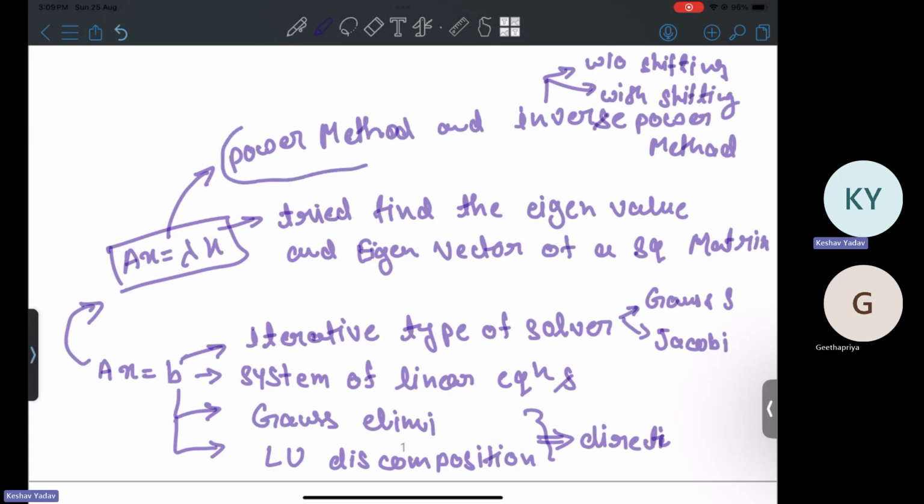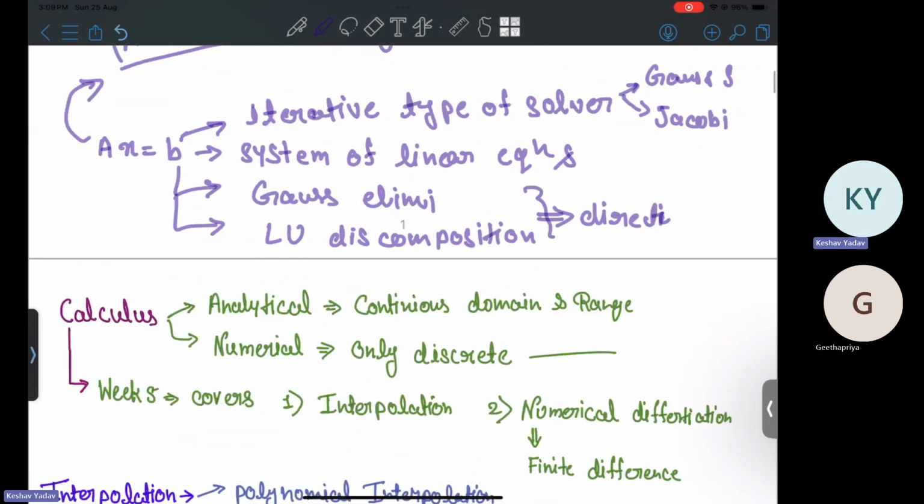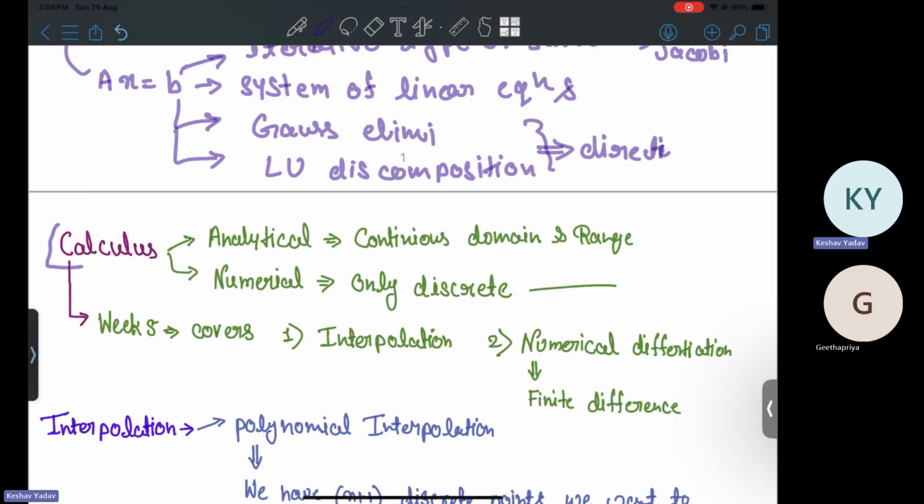Okay, so by using this power method, we are able to find the maximum eigenvalue and its corresponding eigenvector. By using the inverse power method, we are able to find the minimum eigenvalue. And then by using the shifting method, we can find the rest of the eigenvalues of a square matrix. Okay, so now from linear algebra, we move towards calculus. Now we'll see the numerical methods that are important related to the calculus part of mathematics.